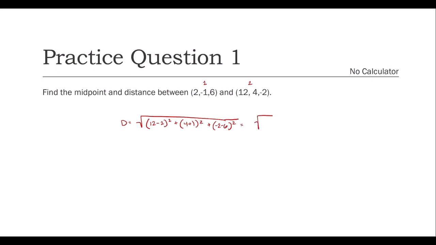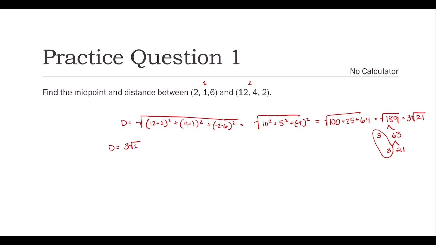So this equals the square root of 10 squared plus 5 squared plus negative 8 squared, which is the square root of 100 plus 25 plus 64, which equals the square root of 189. 189 is 3 times 63, and 63 is 3 times 21. So our square root of 189 can simplify to 3 square root 21. So our distance equals 3 square root 21.